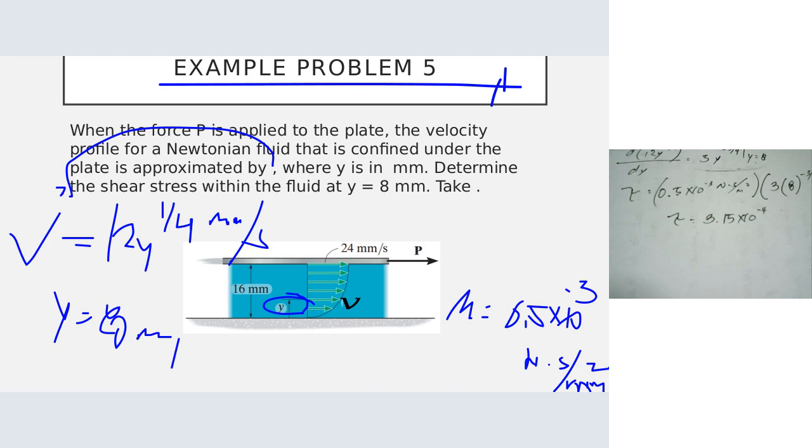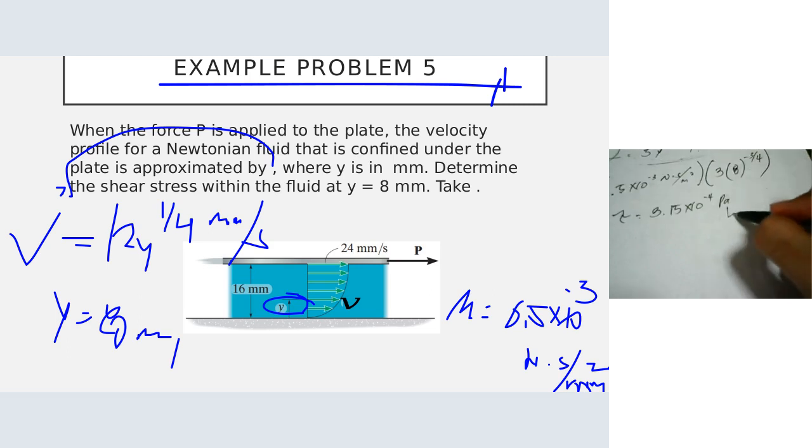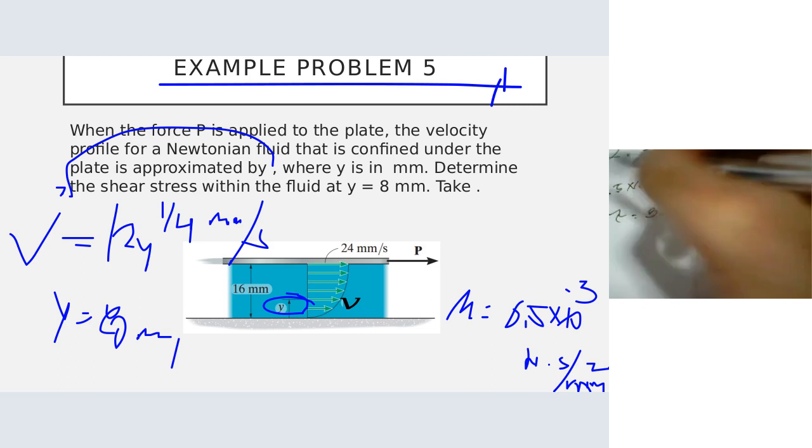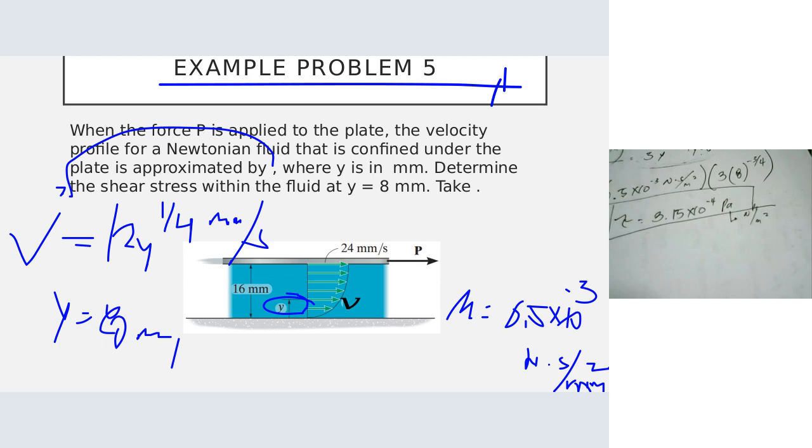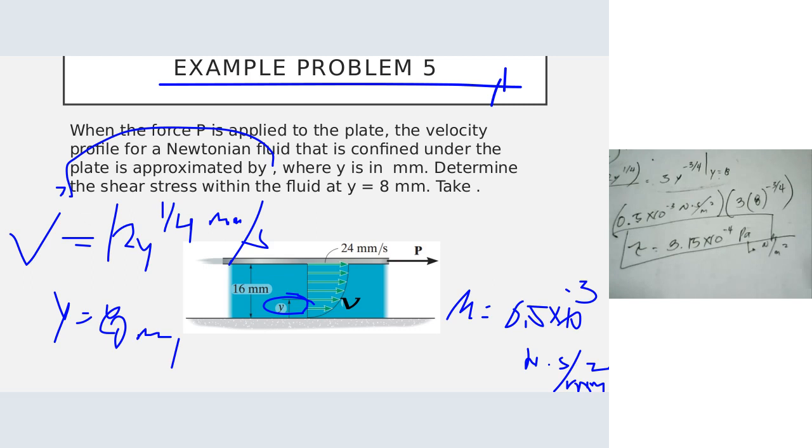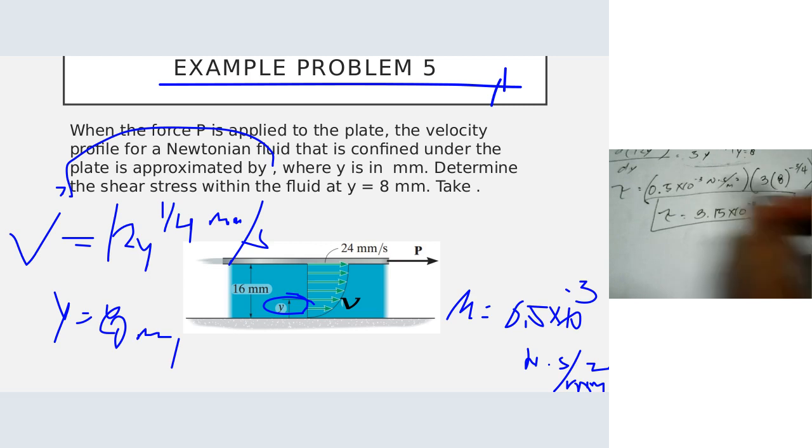Okay. It's 3.15 times 10 raised to negative 4. This is in pascals. Okay? So when we say pascals, this is equal to Newton per meter squared. Raised to negative 3. There you have it. That's the answer.